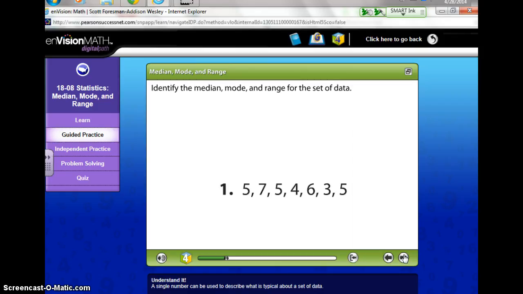Who would like to share the mode of this data? America? 5. The mode is 5. How many 5s were there? 3. 3 of them. Anybody want to do the range?